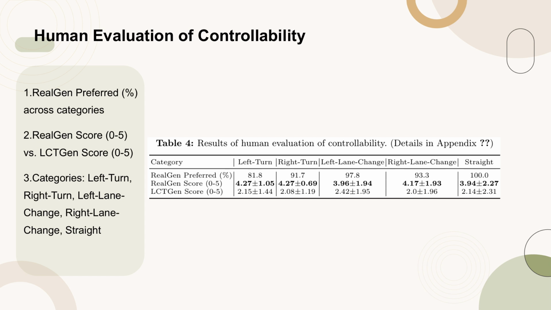Table 4 presents the results of human evaluation on the controllability of scenarios generated by RealGen compared to a baseline method, LCT-Gen. The evaluation is categorized into 5 driving scenarios: left turn, left lane change, right lane change, and straight. The table shows the percentage of times RealGen was preferred over LCT-Gen and the absolute scores, ranging from 0 to 5, for both methods. RealGen is consistently preferred in all categories, with significantly higher scores compared to LCT-Gen, indicating superior controllability in the generated scenarios.